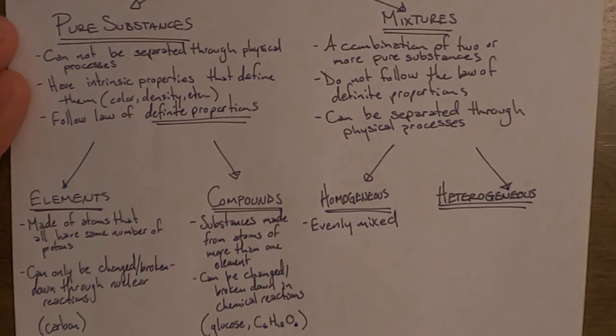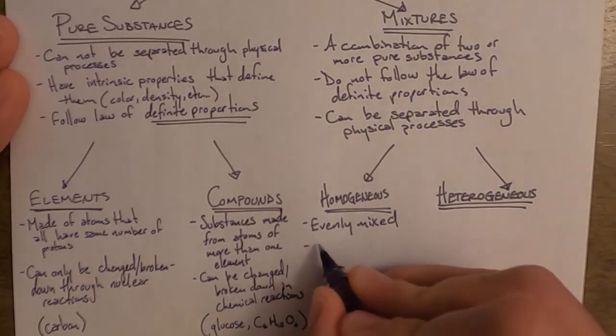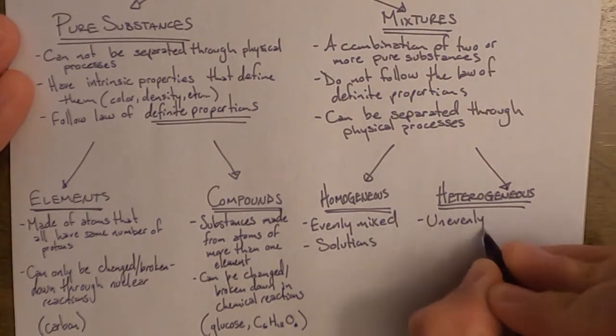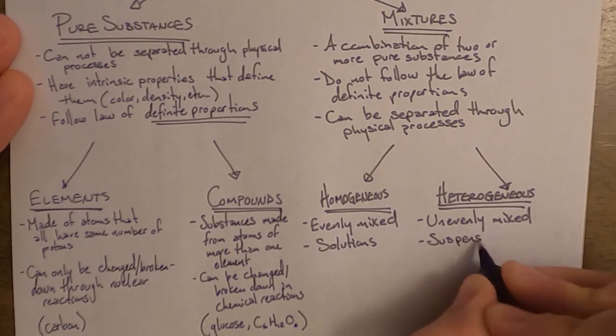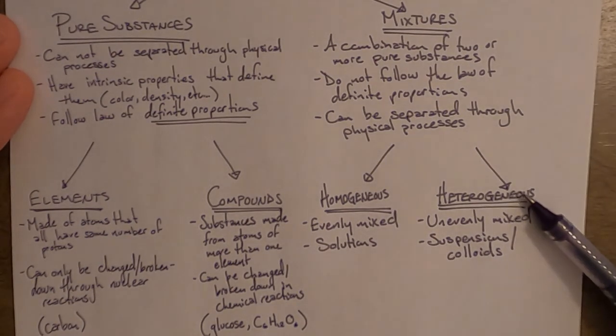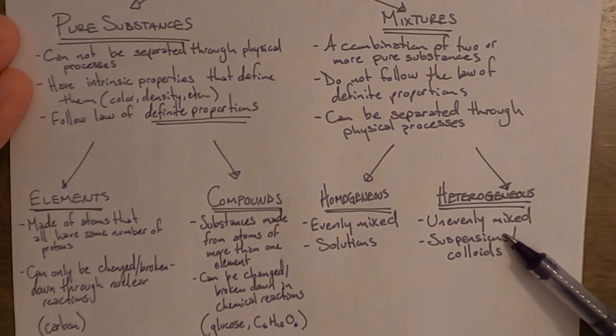Homogeneous mixtures are evenly mixed. They are called solutions. Heterogeneous mixtures are not evenly mixed. They have pockets in them where there is a higher concentration of one of the components of the mixture. Contrasting to the term solution, where something is evenly mixed, a heterogeneous mixture can sometimes be called a suspension or a colloid.